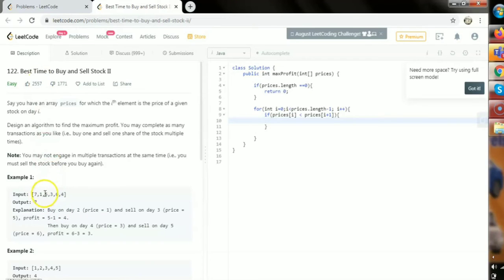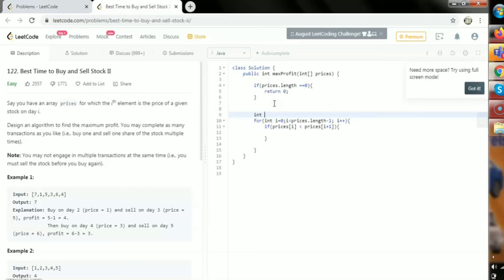It means if, let's suppose, you are purchasing at this amount and the next amount is less than this amount, then we will not sell. Let's suppose if I purchase at 5, then I will not sell at 3. I will just sell at 6. That's why I mentioned the condition this way: if prices of i is less than prices of i plus 1, then only I can get the profit. So here I'm taking one variable, max profit, and setting it to 0.